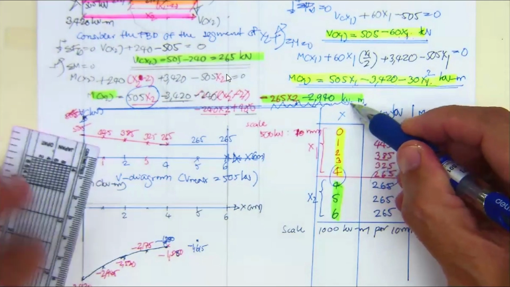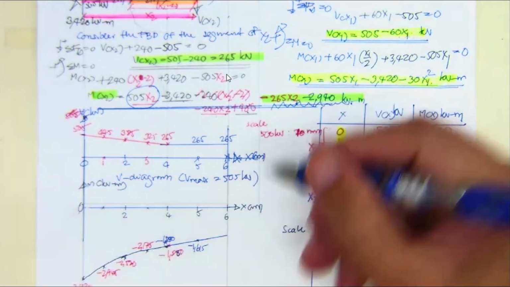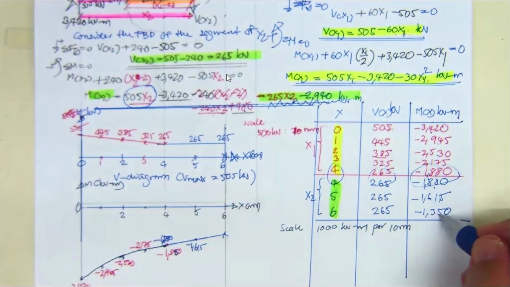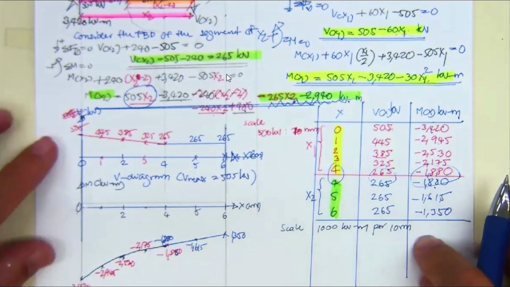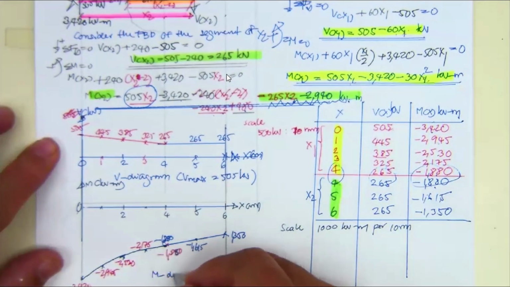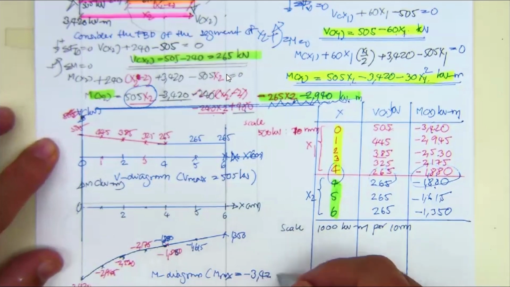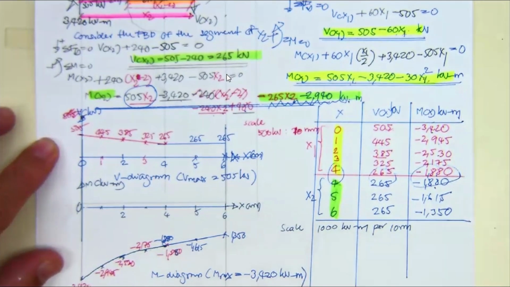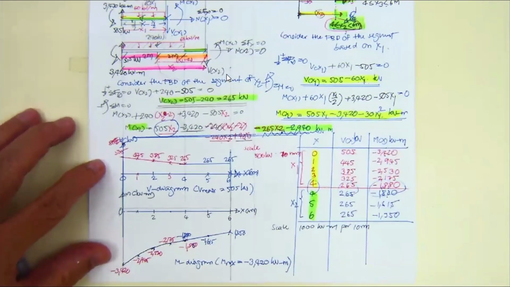You see the function is linear. So you may draw this one for a linear line. And then over here, you get 1350. And this is going to be your moment diagram. And then M max is going to be minus 3420 kilonewton meter. That's going to be your shear diagram, moment diagram.